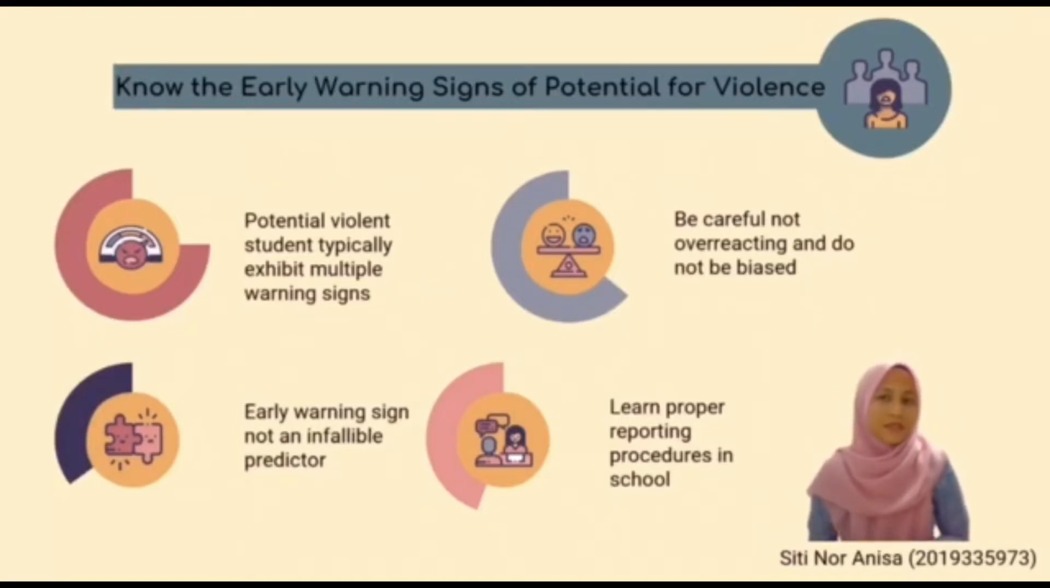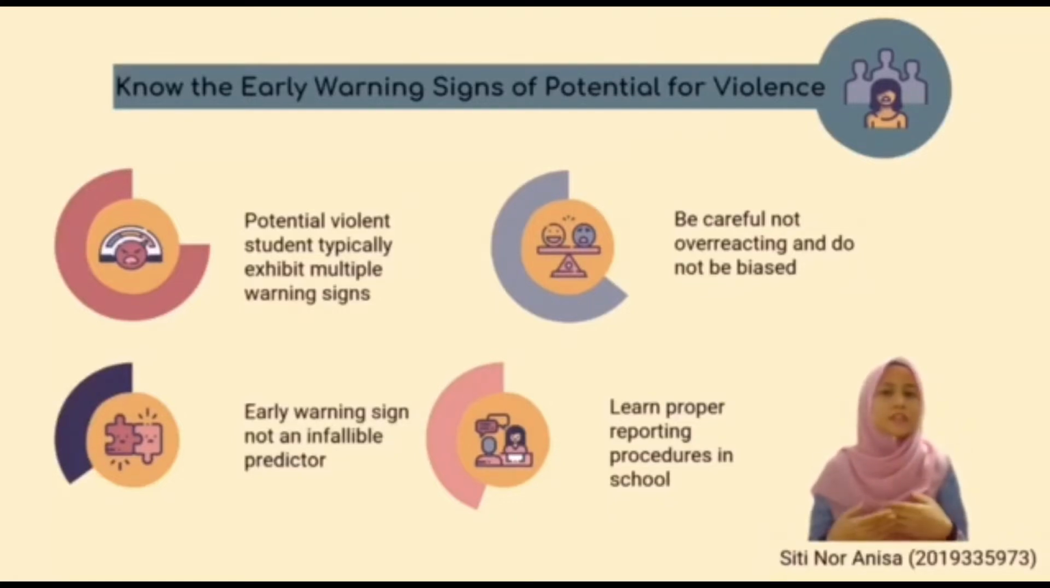Those early warning signs are not an infallible predictor that a student will commit a violent act toward himself or others. However, teachers still need to be careful not to overreact to single signs, words, or actions because sometimes it is difficult to distinguish between a real threat of violence and a harmless student expression. In addition, teachers also must not be biased by a student's race, socioeconomic status, academic abilities, or physical appearance.